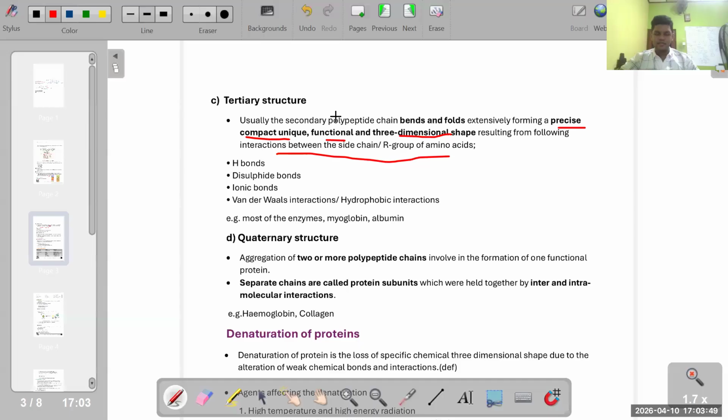This is taking place due to interactions between side chains, R groups. So simple. Can you understand what happened? They are the primary and the secondary structure. What happened? The primary structure which was initially formed will be coiling and folding further due to intramolecular hydrogen bonds that took place between backbone components. Here, the secondary structure would be bending and folding due to the interaction between side chain groups.